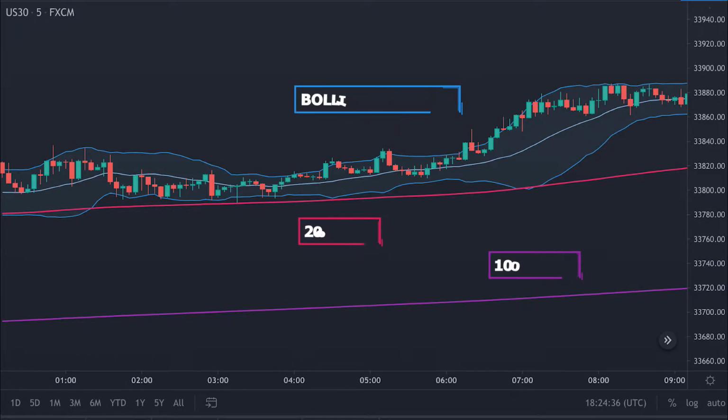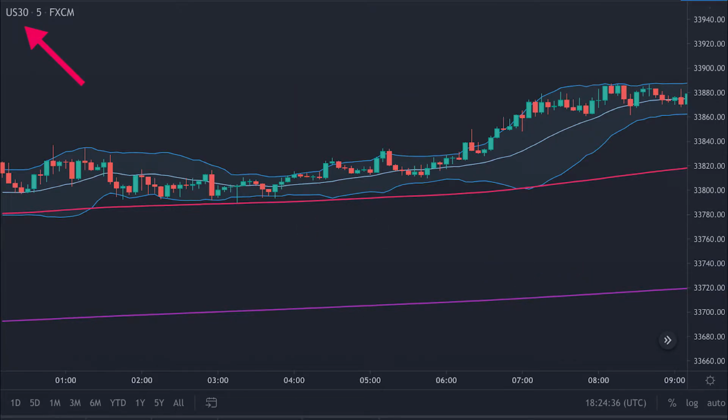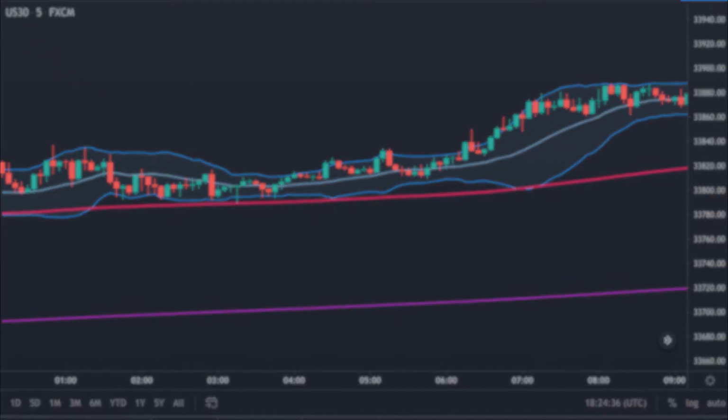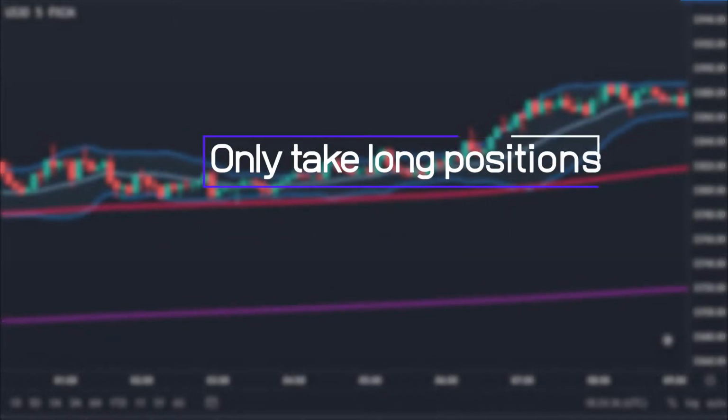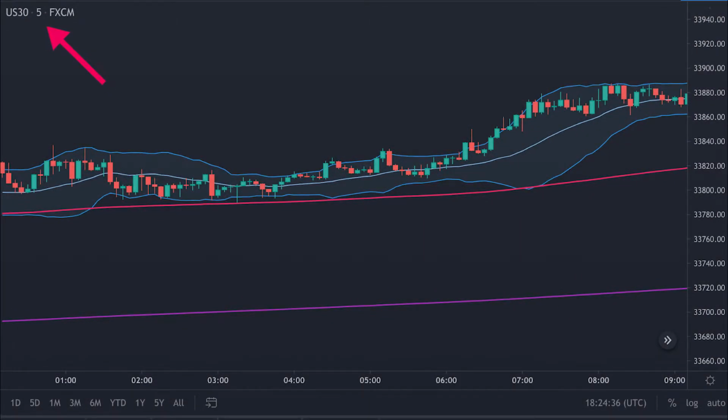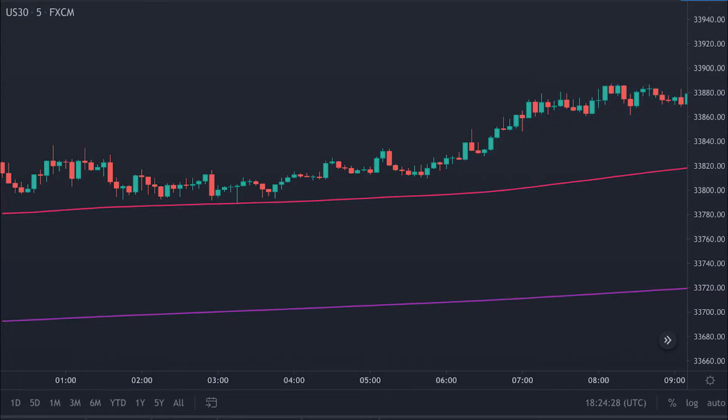This strategy is actually designed solely for US 30, and because indices are always appreciating over the longer term, I only look to take long positions. Also, I usually trade this strategy on the 5-minute time frame, but it does work on all of the various timeframes. The first step in setting up our strategy is placing the 200 and the 1000 EMA onto our chart.